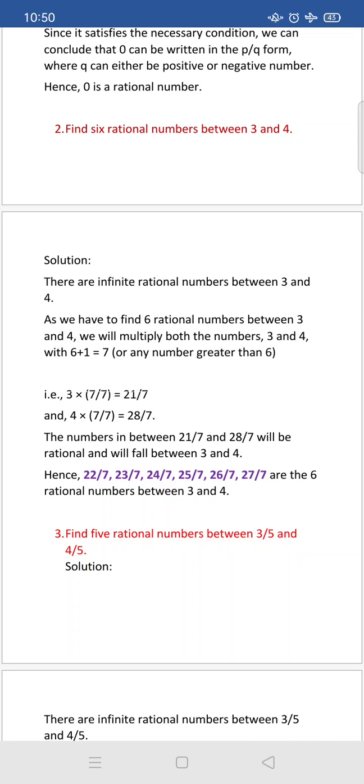So now just change the numerators, that is 22 by 7, 23 by 7, 24 by 7, 25 by 7, 26 by 7 and 27 by 7 are the 6 rational numbers in between 3 and 4. As we know, the value of 3 we got as 21 by 7, the value of 4 we got as 28 by 7, right? So in between those numbers you have to write.